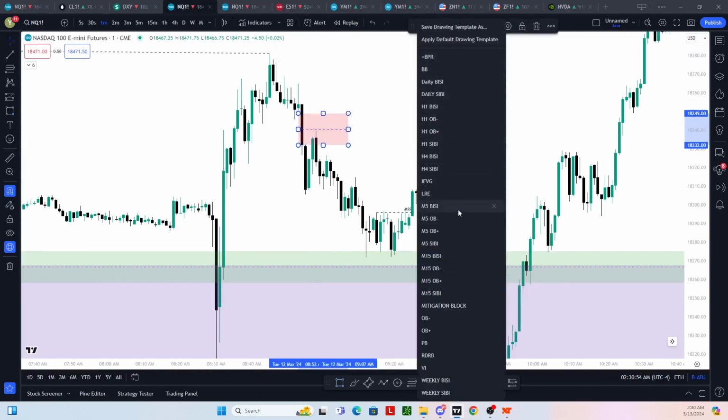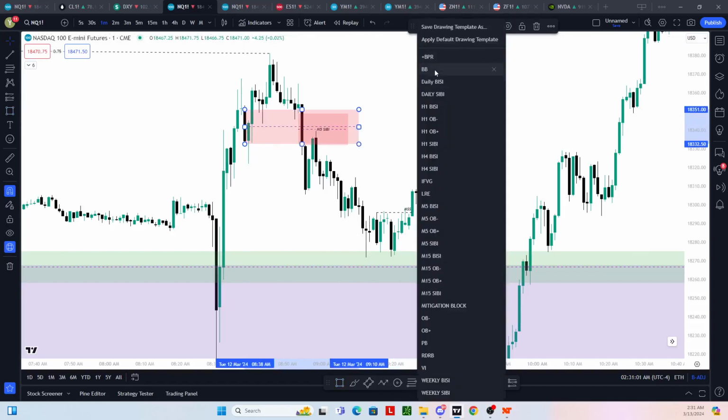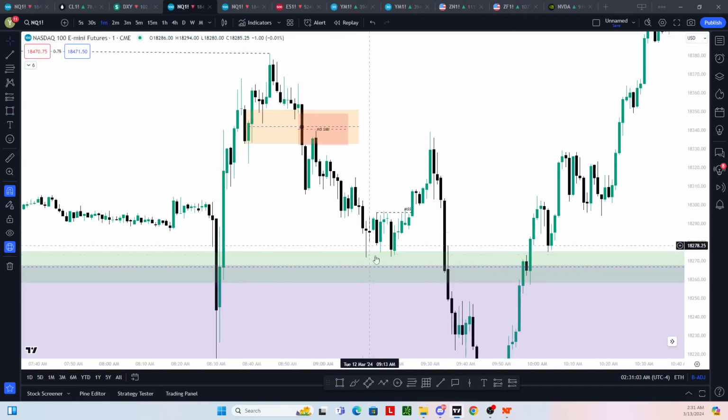And just for sake of simplicity, because I already have it drawn out, there's this 1 minute SIBI, this 1 minute breaker that I like. So this is your classic unicorn setup. I was already deep in profits, so I took my profits here. I was like 50 points in profits off of 2 contracts. So I took the trade there.